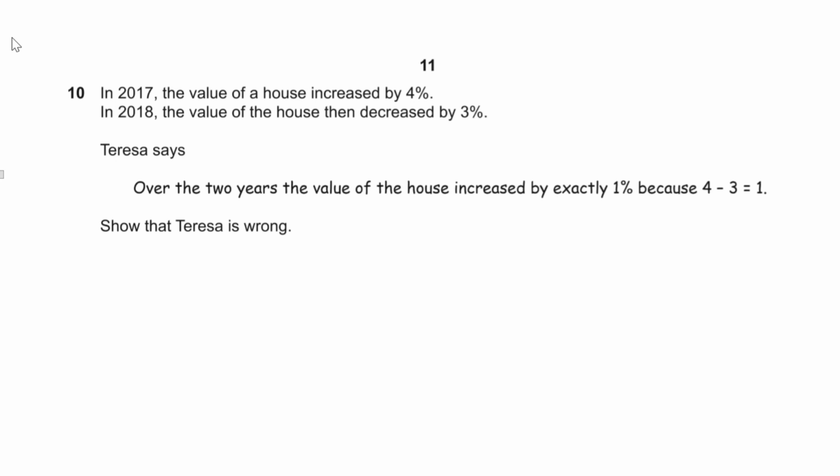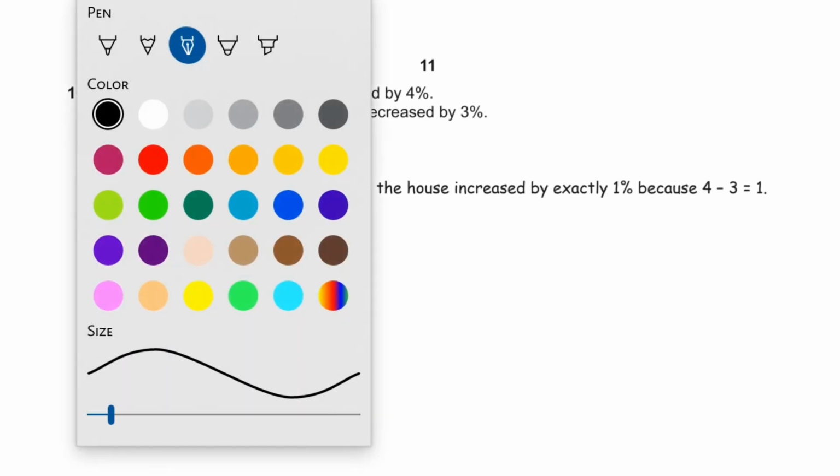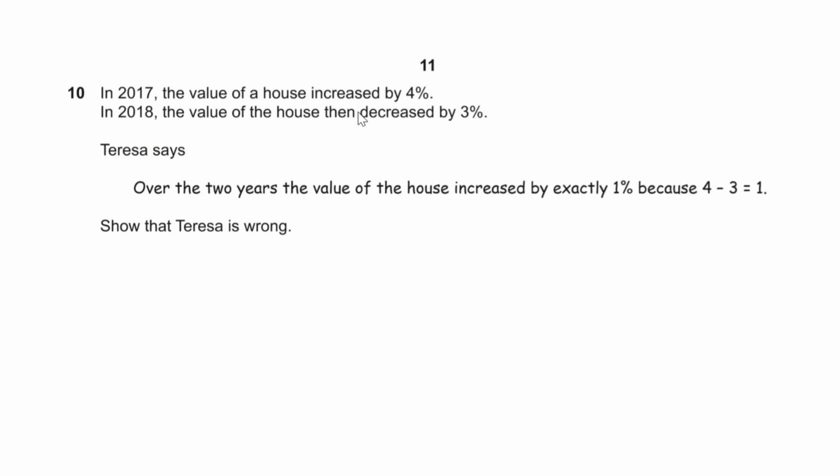Question number 10. In 2017, the value of a house increased by 4%. In 2018, the value of the house decreased then by 3%. Teresa says over the 2 years, the value of the house increased by exactly 1% because 4 take away 3 is 1. Show that she is wrong.